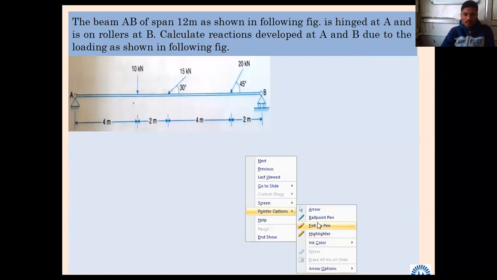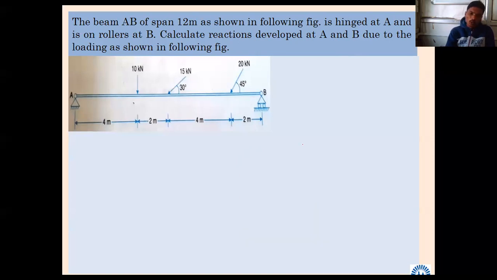Will you try? You want to try? Only I will give FBD. Afterwards you can try. Just read the problem statement and tell me how much total length of this beam AB is. 12 meter.